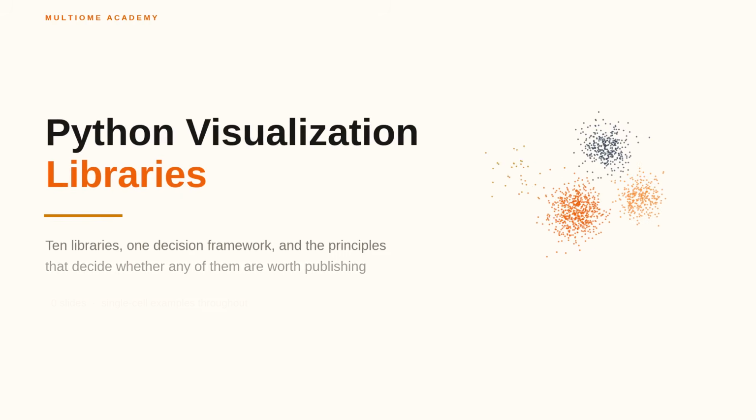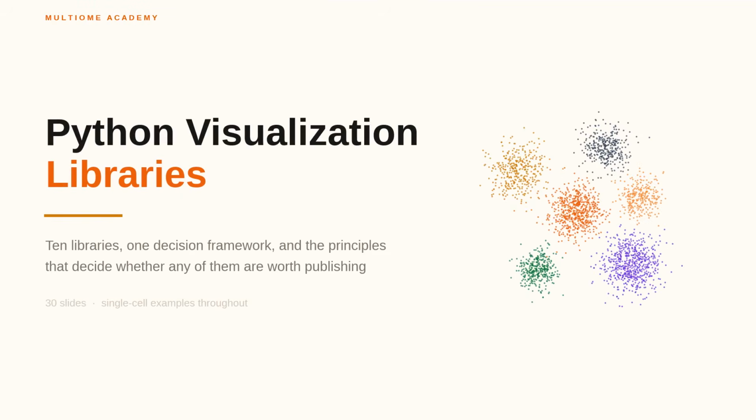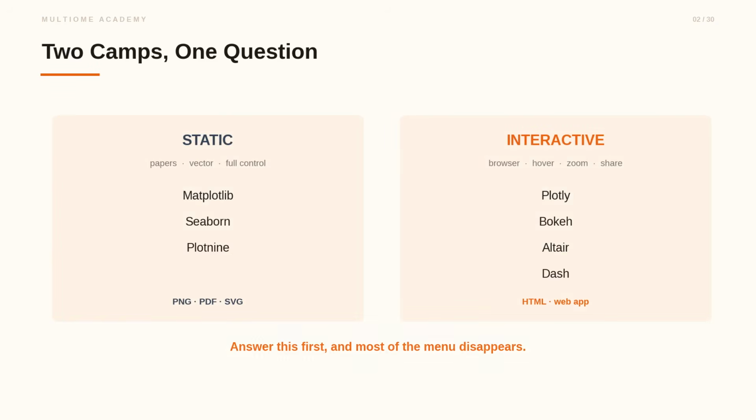Python data visualization libraries, and how to choose between them. 10 libraries, 1 decision framework, and the visual principles that decide whether any of them produce a figure worth publishing. Let's start with the single most useful distinction. Almost every choice collapses into one question: static or interactive.